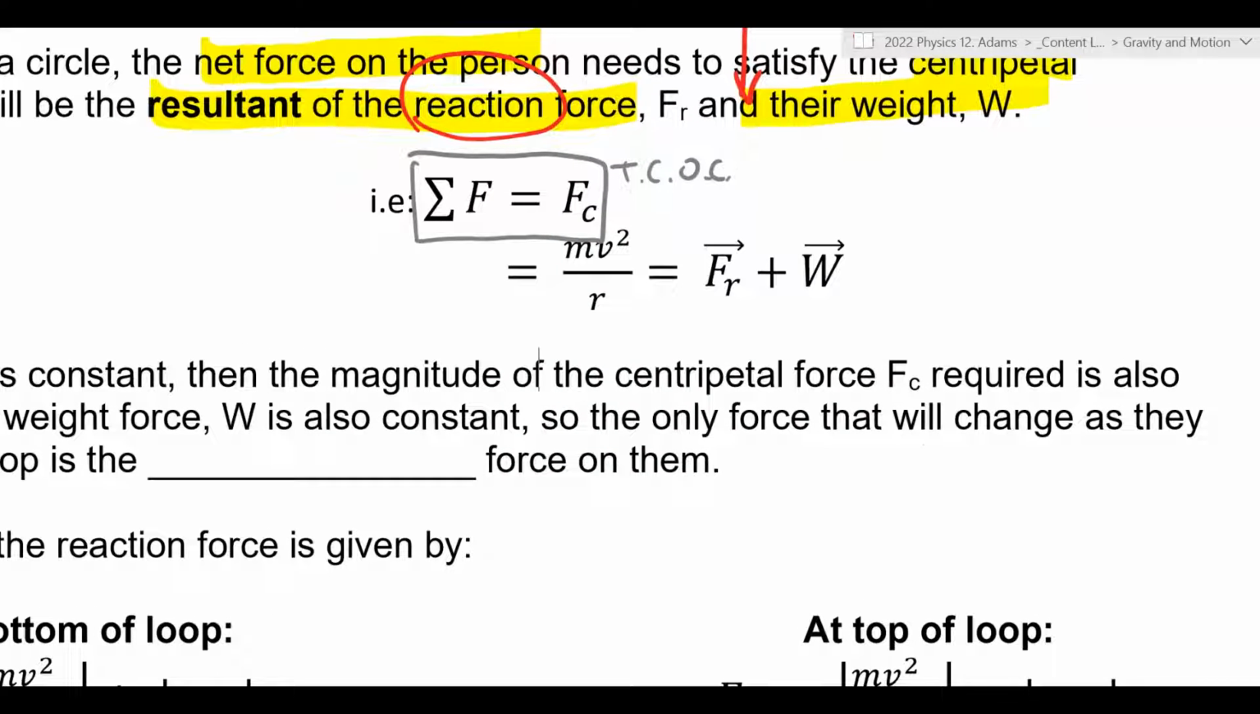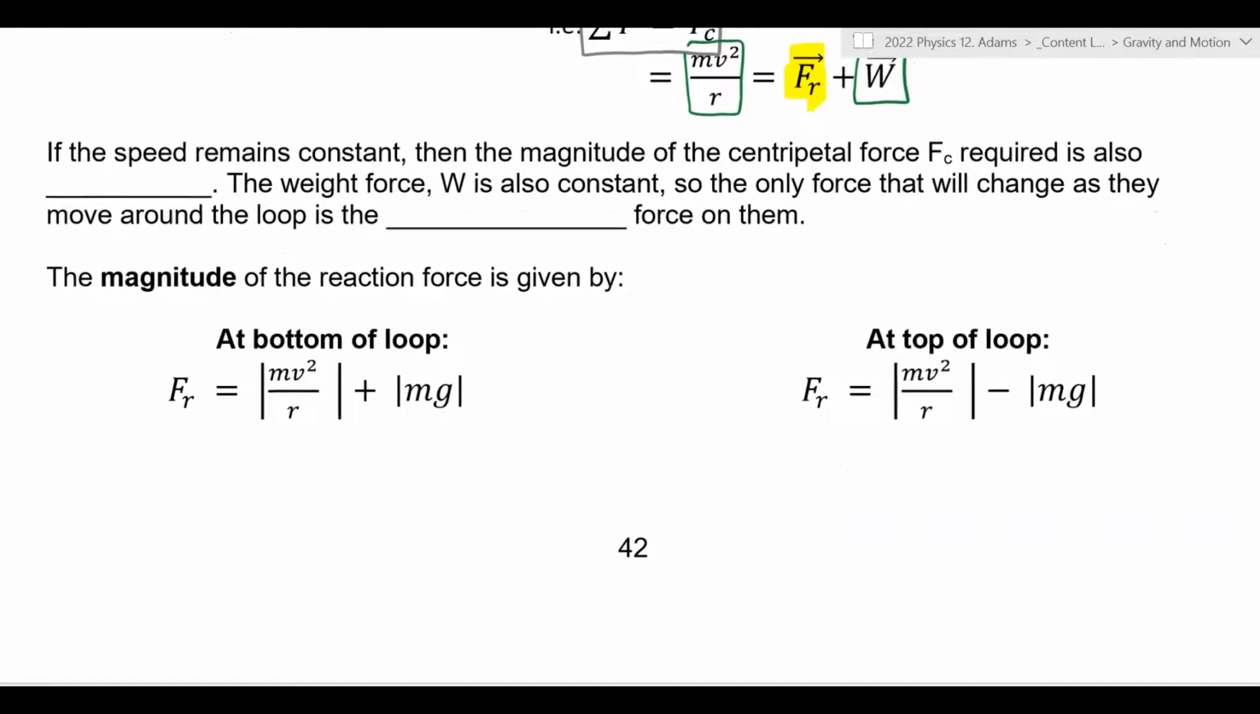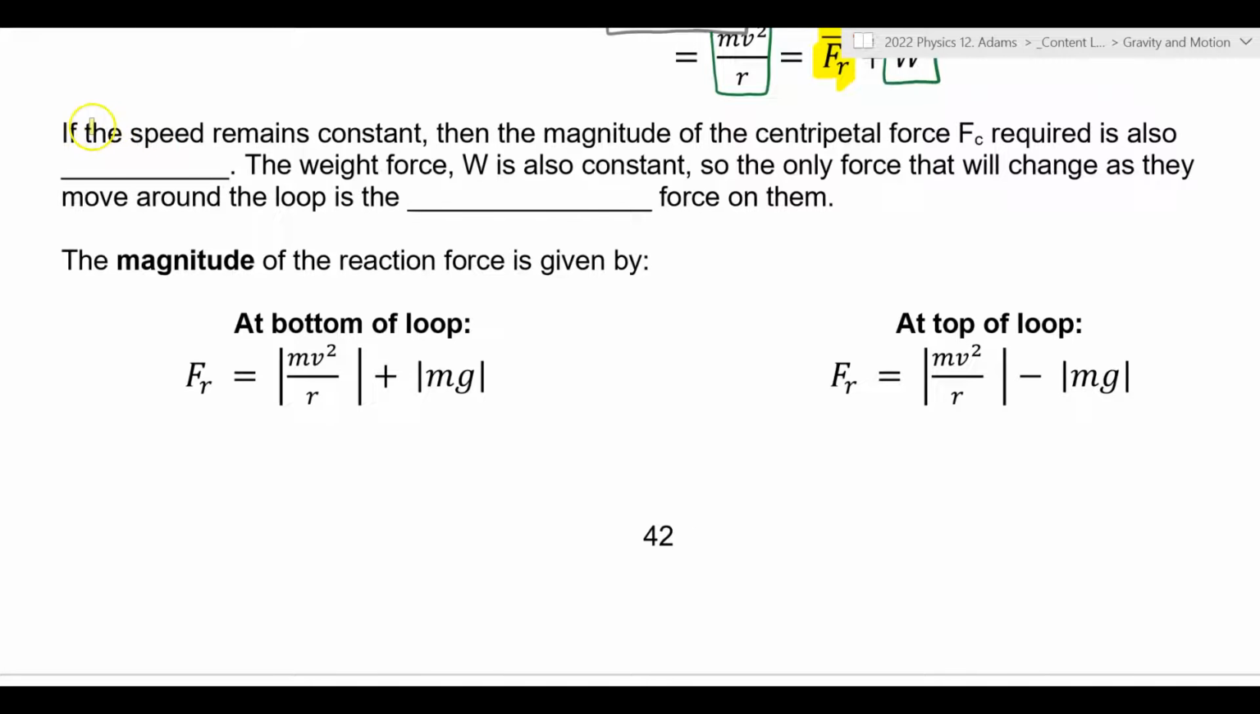We need to recognize that if it's going to be a constant circular motion, your centripetal force needs to remain constant. Your weight force, unless you magically shift to another planet, is going to remain constant and downwards. So the thing that is going to change is the reaction force on you or on the roller coaster, whatever it may be. And I think the next statement will just repeat what I've said. Let's go through it.